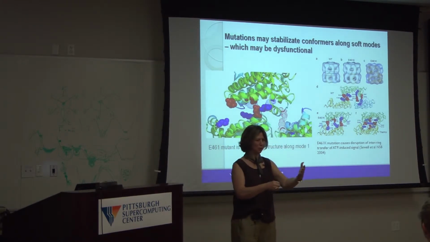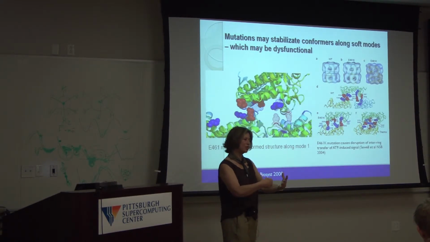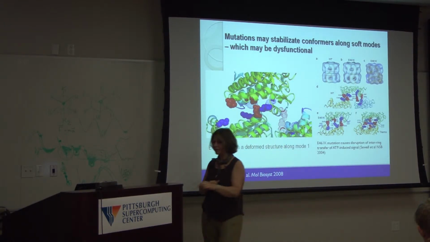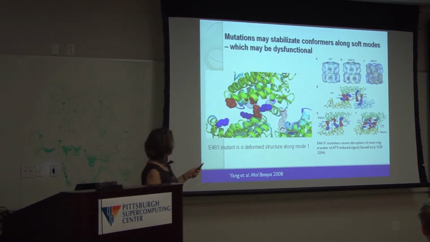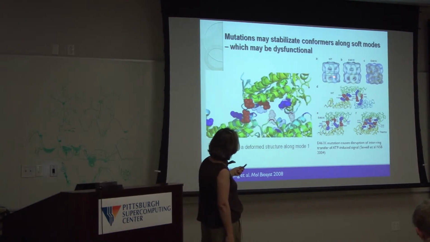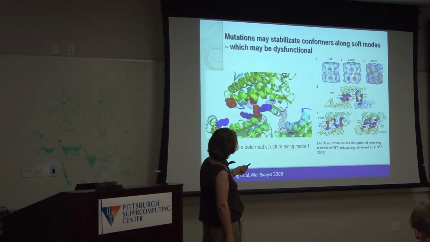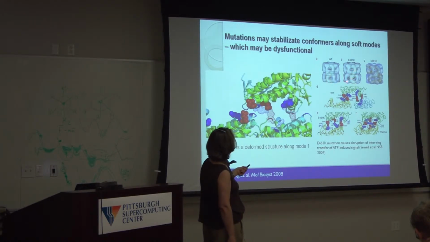Because it's a soft mode, it can do that easily, and in the presence of this mutation, it's going to do it, and it will be locked in that conformation. As you can see here, you have these single subunits in a staggered position with respect to the other lower subunits. In the mutant, the position changed. Okay, that's another interaction.